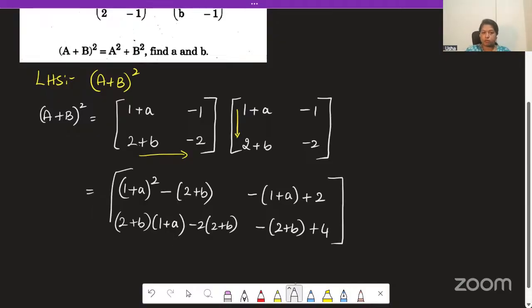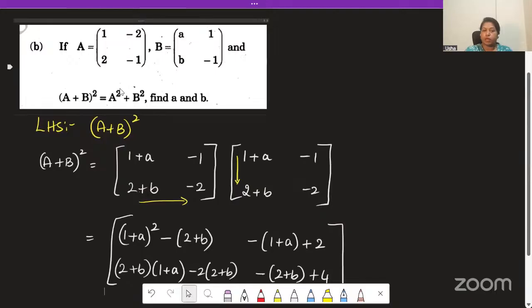Now I will not simplify this because simplifying this will be very lengthy. 1 plus a whole square minus 2 plus b and all is lengthy. I'll not simplify. I'll keep this as it is. Now we will go to right hand side. Right hand side we have a square plus b square. Let's find a square separately, b square separately and then add.